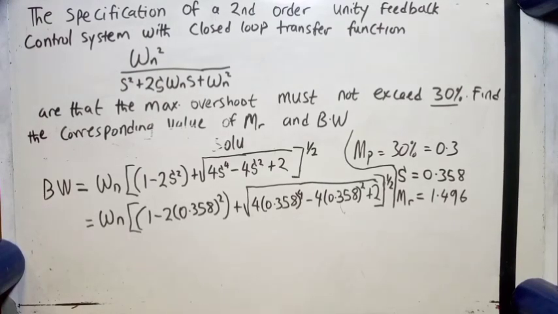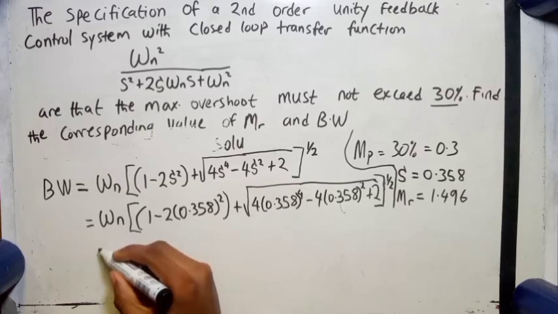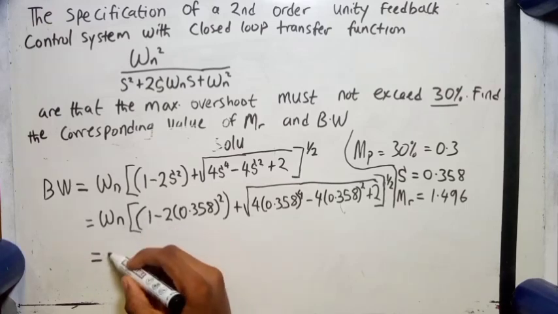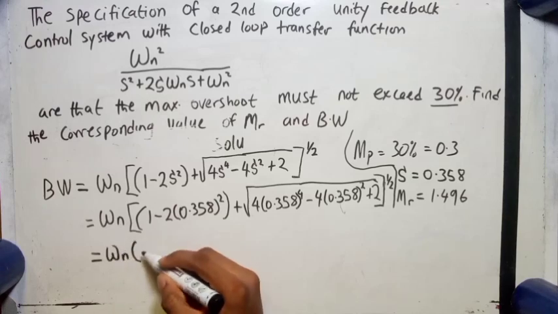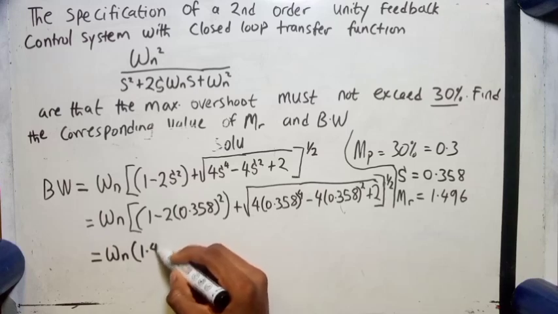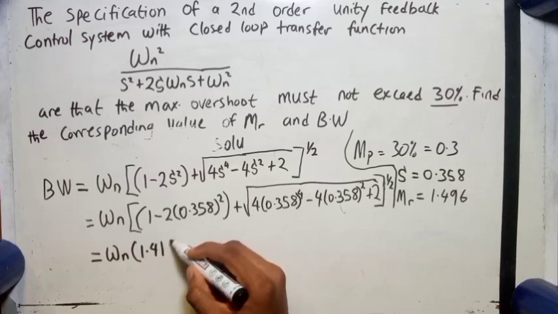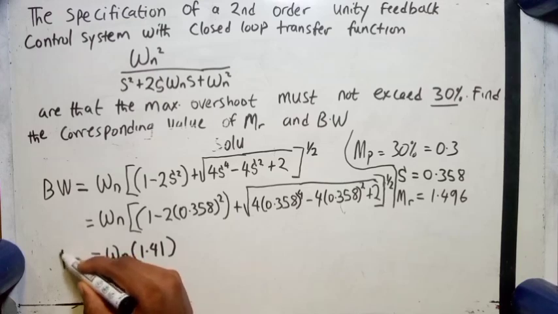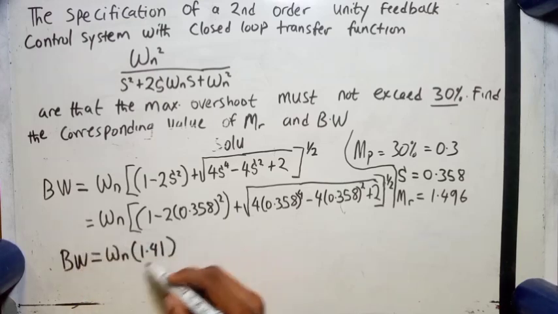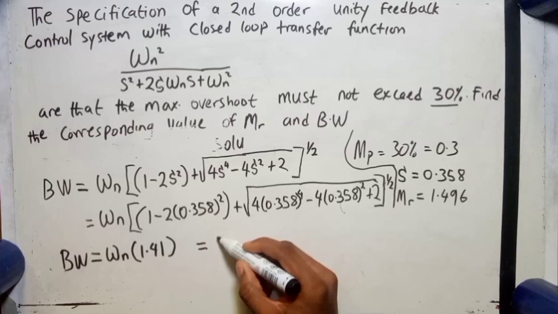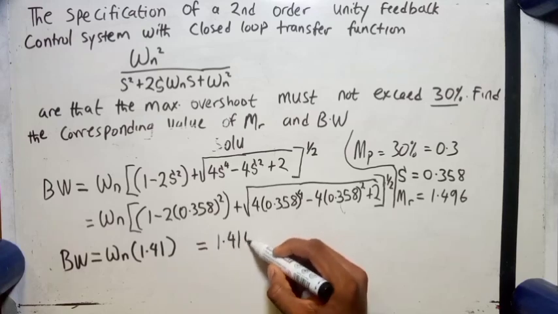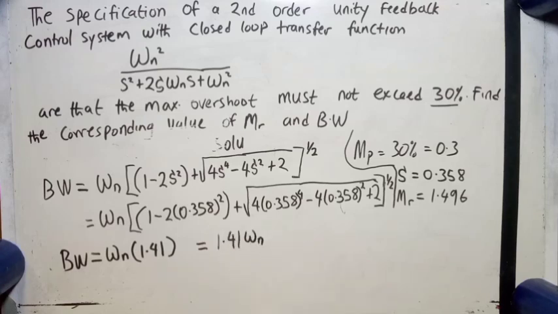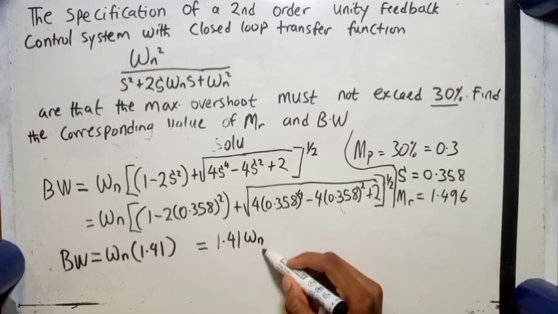Now substituted, it's time for us to get our answer. So we have that our bandwidth will be Wn times 1.41 approximately. So we can then say that our bandwidth is 1.41 omega n. So this is our answer, and we're going to be leaving it at this.